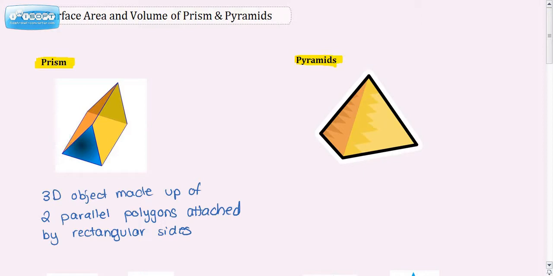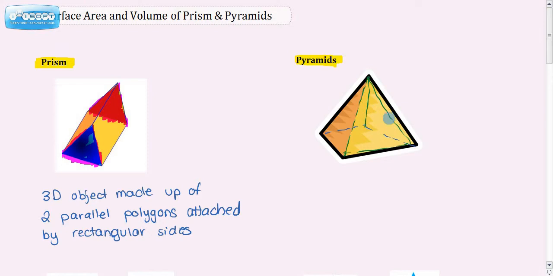So in the example I have here, we have this triangular polygon side and its twin triangular side here, and they're attached by rectangular sides. Now, this is contrary to what a pyramid is, which in this case may have a square or rectangular base. And highlighted in green here, I'm going to showcase the triangular sides.